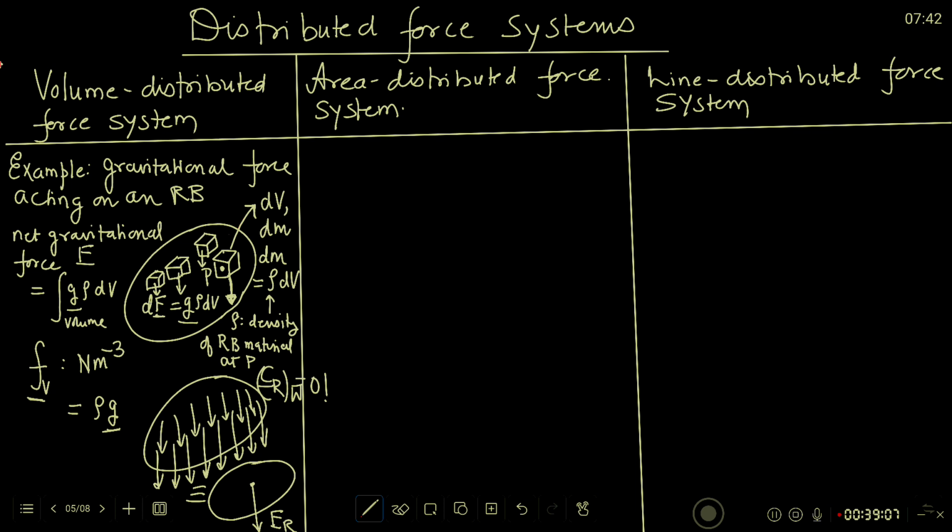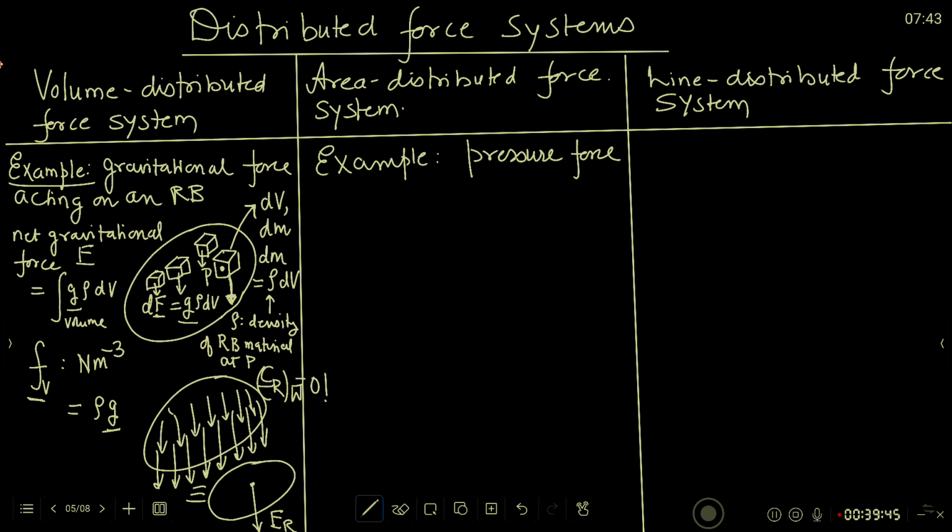If this is possible, then it will become very easy for us to draw the free body diagram of such RBs later on, when we try to relate the applied force system to the motion of the RB. Right? Otherwise, we will have to draw so many arrows and keep track of them. An example of area distributed force system is pressure force.